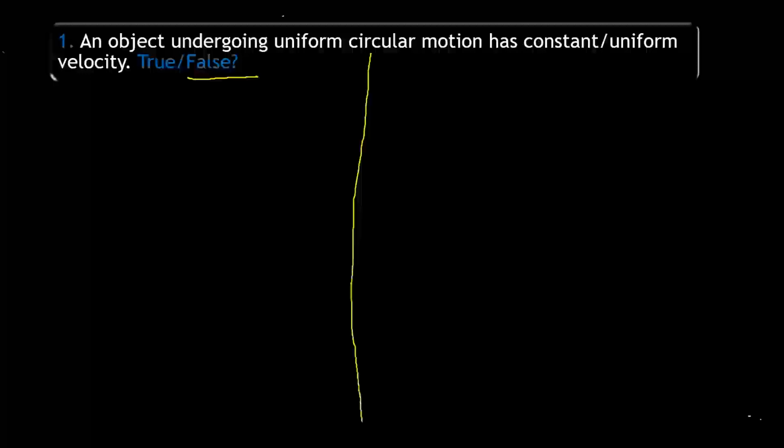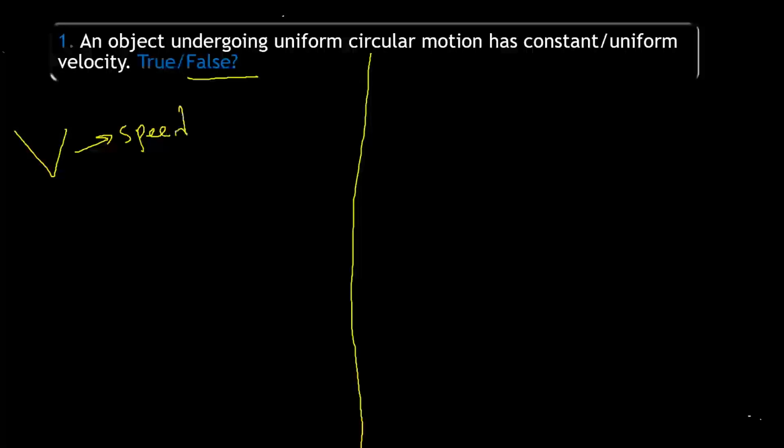Now, why is it force? I need you to recall, let me divide my board into two. I need you to recall that velocity has two parts: speed, which is the magnitude, and then the direction. Of course, we can define velocity as speed with direction.